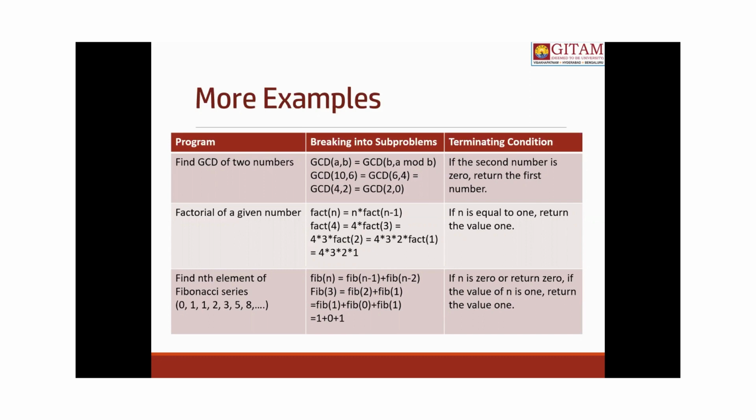Here we are meeting the base condition. The second number becomes 0. Hence, we return the first number as the GCD of the two numbers, and in our case, GCD of 10, 6 is 2. Similarly, we can apply recursion for finding factorial and also the nth element of the Fibonacci series. There are many other examples which we'll be seeing in upcoming classes.